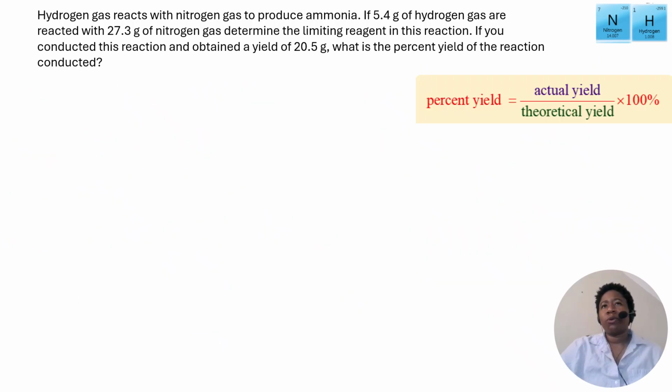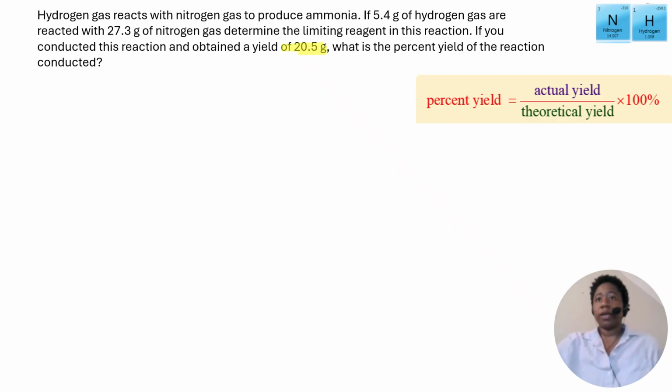So a bit more information. The question tells us, if you conducted this reaction and obtained a yield of 20.5 grams, what is the percent yield of the reaction conducted? We could use the equation percent yield is equal to actual yield over theoretical yield times 100. We are given the actual yield here because we're told that this is the mass obtained when we do the experiment.